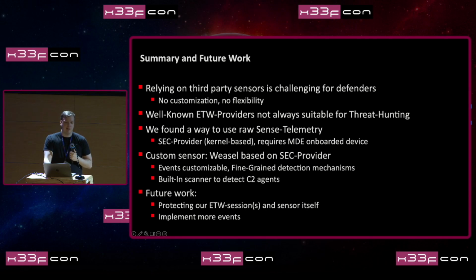The events of our sensor are customizable, and we introduced fine-grained detection mechanisms for things such as module proxying, direct and indirect system calls, but there are, of course, way more to come in the future. We have a built-in scanner to detect C2 agents. And what is going to happen in the future is that we, of course, need to think about how to protect our own ETW session and our sensor itself. We are already doing this, it's just that we don't tell you how. And of course, in the future, we're going to implement way more events to make our sensor even better.